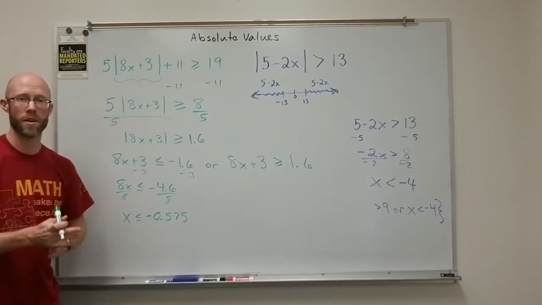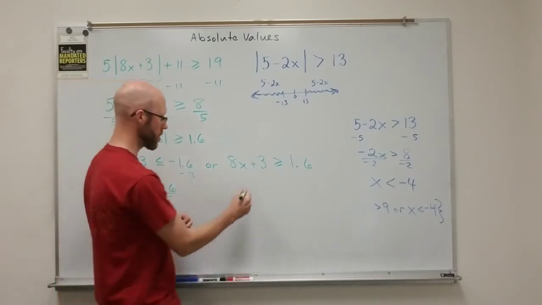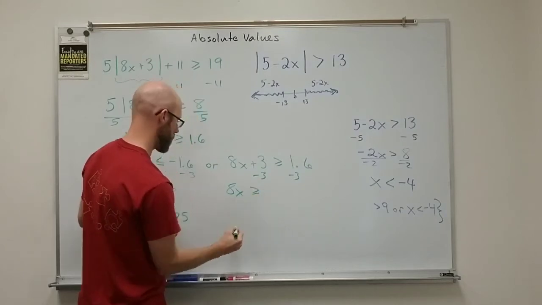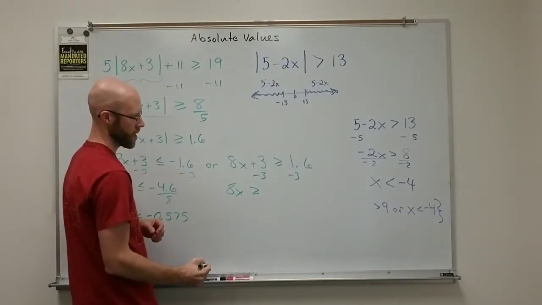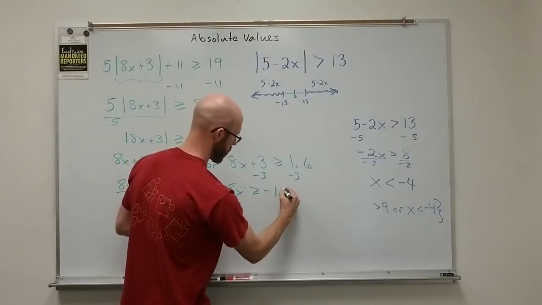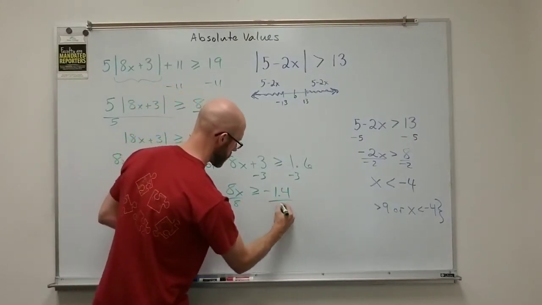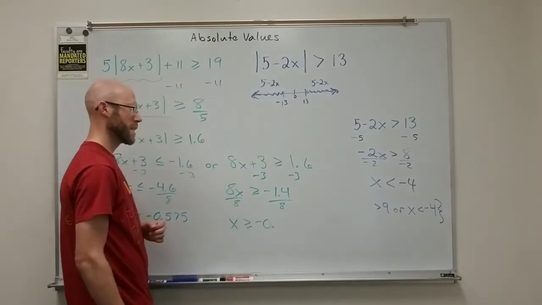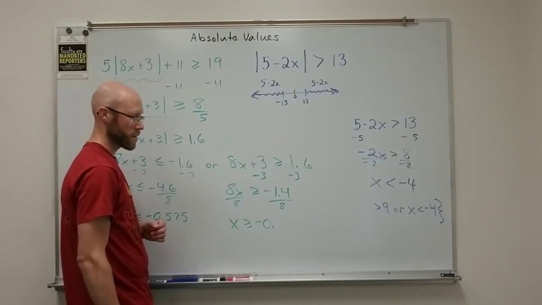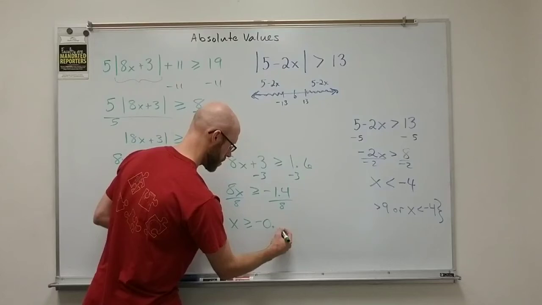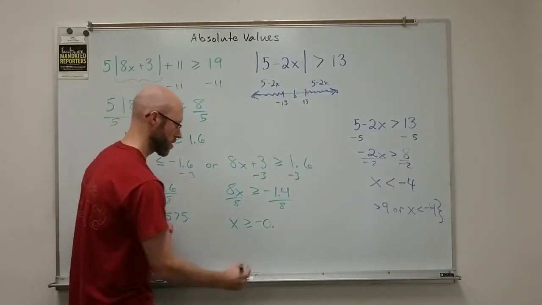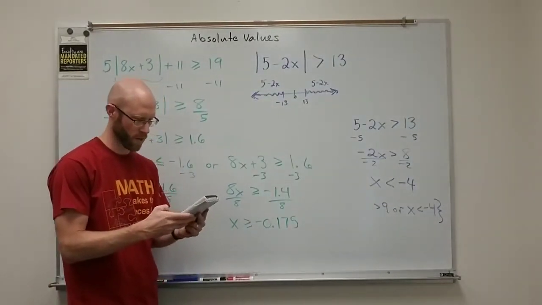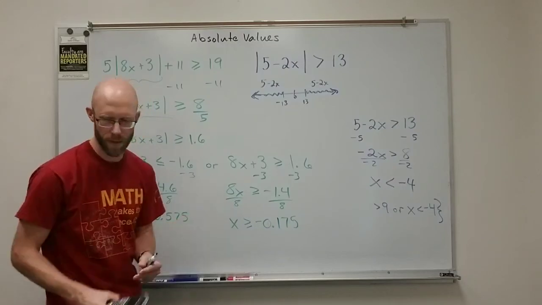There it is. 0.575. And then the other one here, if I subtract my 3, I get 8x greater than or equal to negative 1.4. And then divide that by 8. X is going to be greater than or equal to negative 0.175? No. Yes. 0.175, let me just double check. 14 divided by 8. Yep, that should be right. Okay.